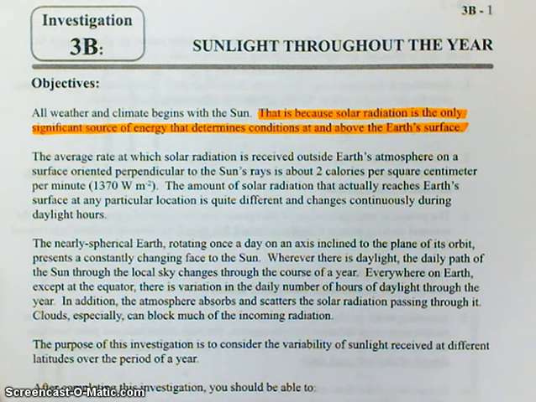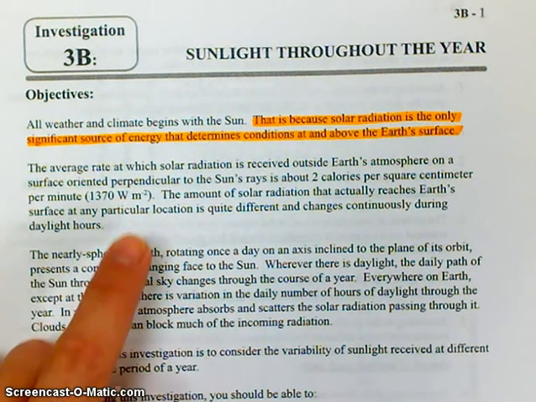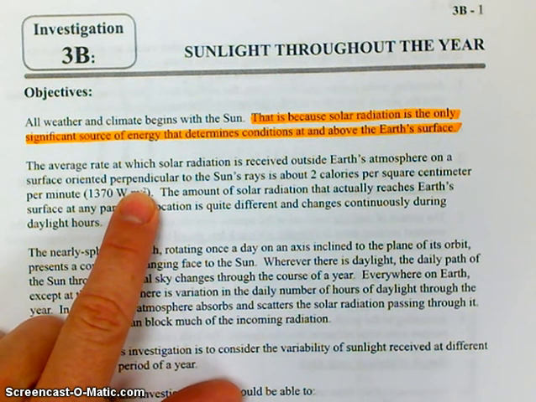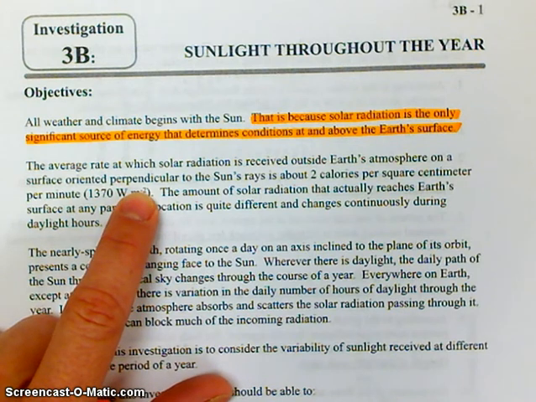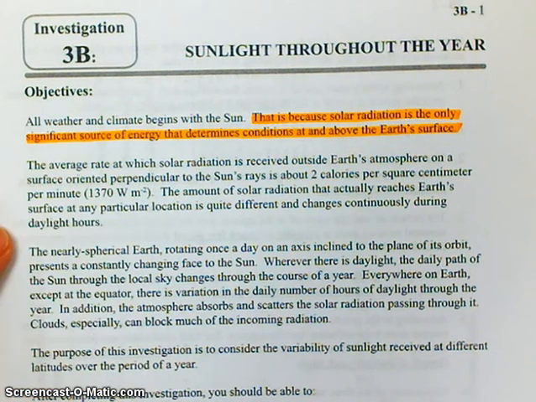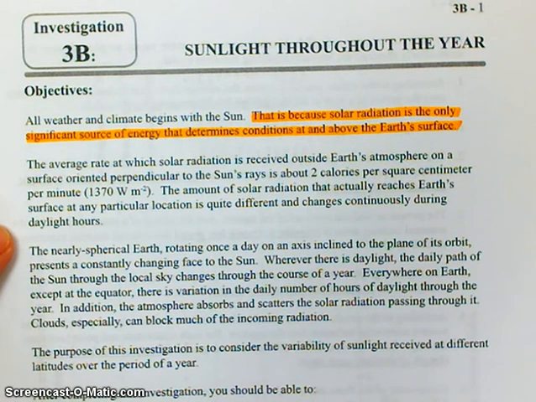Remember, they were talking about a surface oriented perpendicular to the sun's rays, but we know that not all areas of the Earth receive sun from directly overhead. So that's going to affect the amount of energy received at each particular spot.